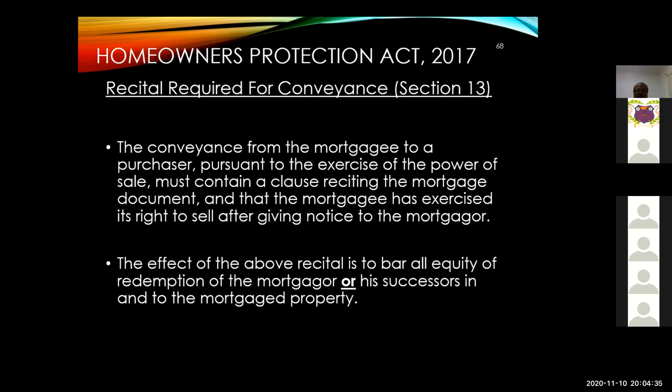Then of course, when the bank is conveying to the purchaser, there are some things that must be included where the power of sale has been exercised. The conveyance from the mortgagee to a purchaser pursuant to the exercise of the power of sale must contain a clause reciting the mortgage document, that is the mortgage document of the property being sold, and that the mortgagee has exercised his right to sell after giving notice to the mortgagor.